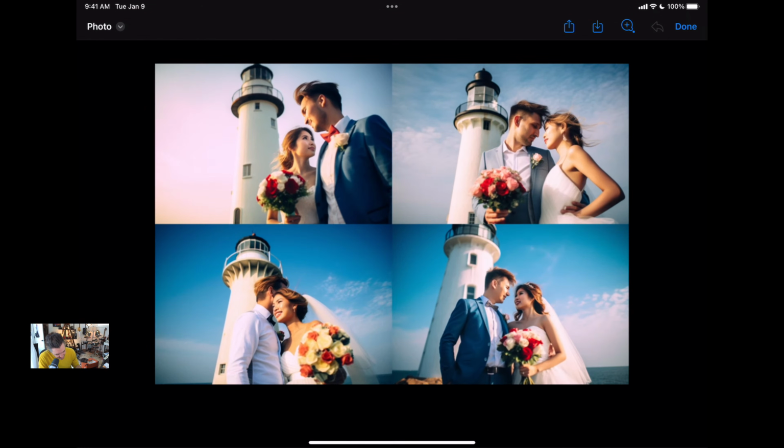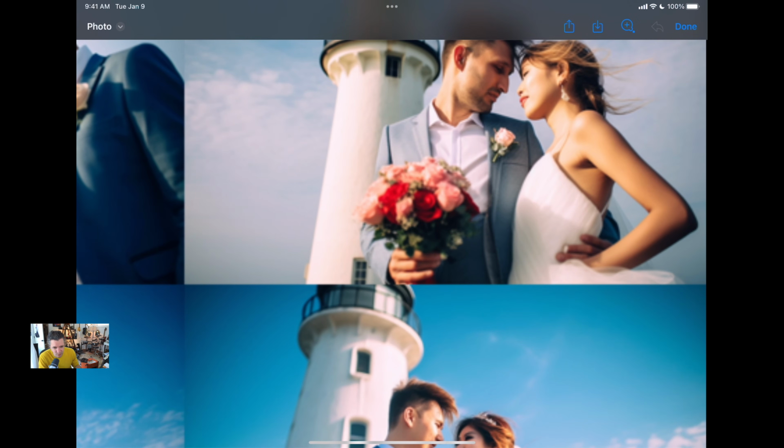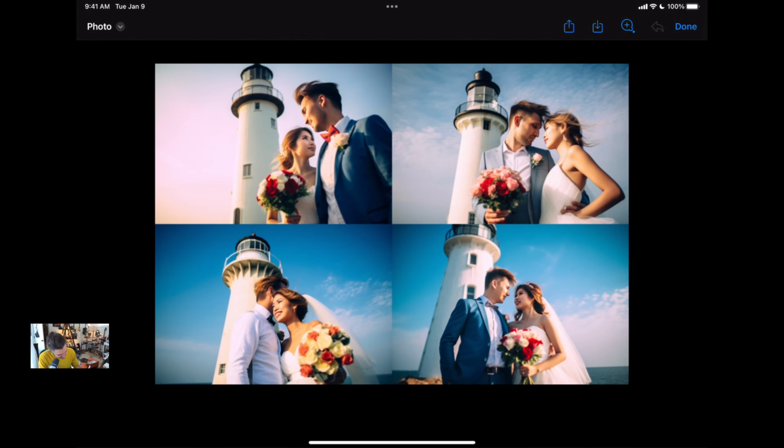One thing to keep in mind, it is giving interesting pose ideas. I like how it's having him hold the flower for this. That's interesting. But one thing to keep in mind is Insight is more of a pose inspirational tool than lighting.